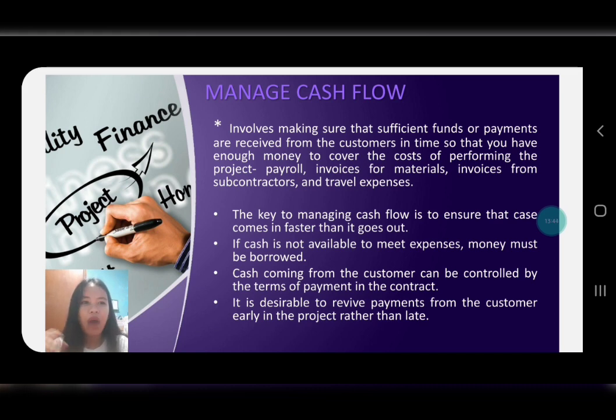Yeah, that should be really in our thinking, that cash is not available to meet expenses, money must be borrowed. So next, cash coming from the customer can be controlled by the terms of payment in the contract. When we do a contract, there are really terms of agreement for it. You need to agree on licenses, policies and rules, because a project cannot be at cost if there is no money that is going to flow in. So literally, we need money from it.